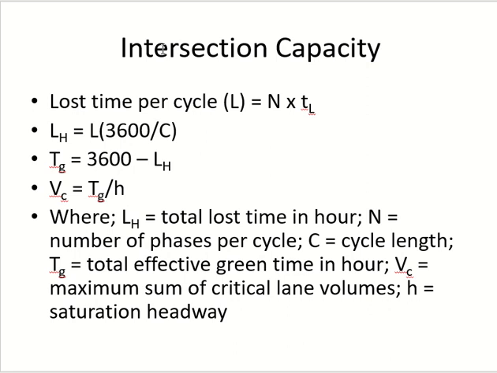Divide by time of one cycle. So total time divided by per cycle time will give you number of cycles. Multiply by the loss time of one cycle, it will give you loss time of the entire hour. So LH is the loss time of the entire hour. TL for one phase multiplied by N becomes one cycle. Then L for one cycle multiplied by number of cycles becomes for 1 hour. Okay, clear?